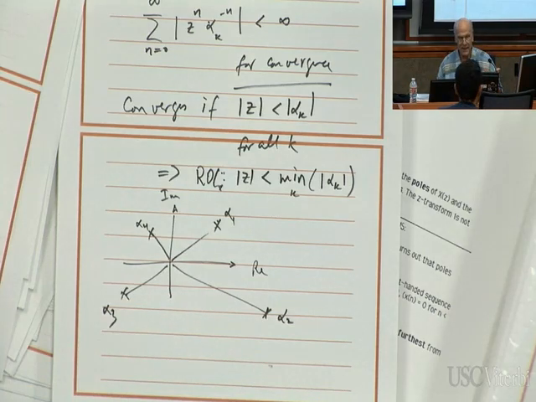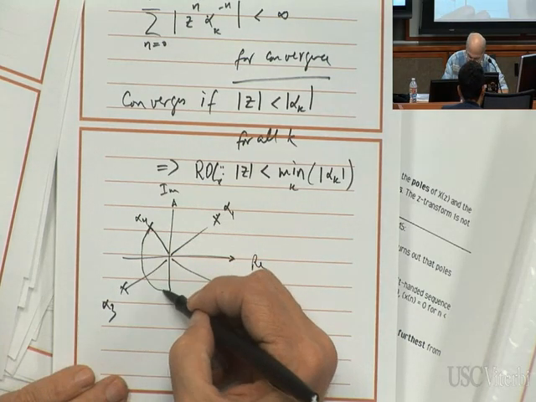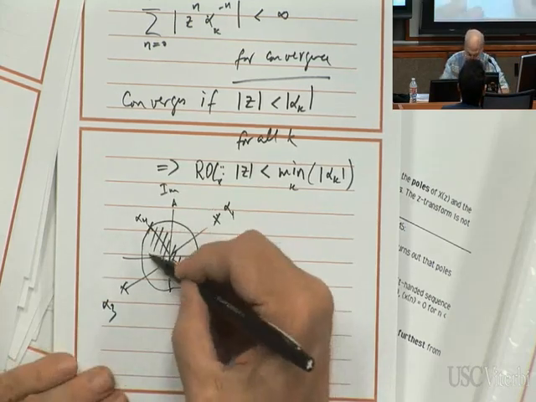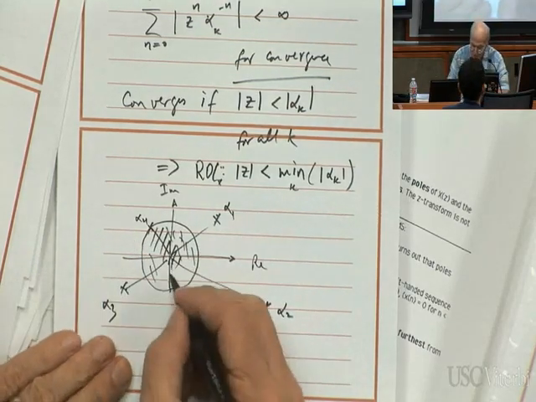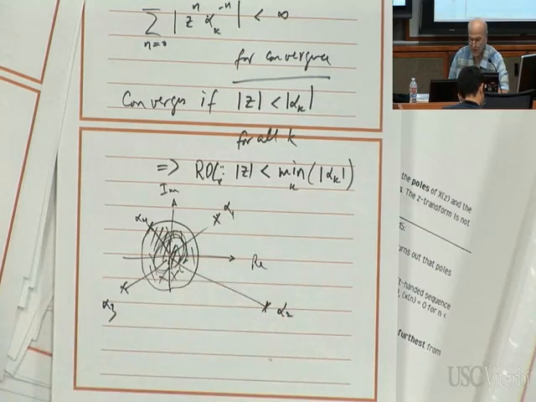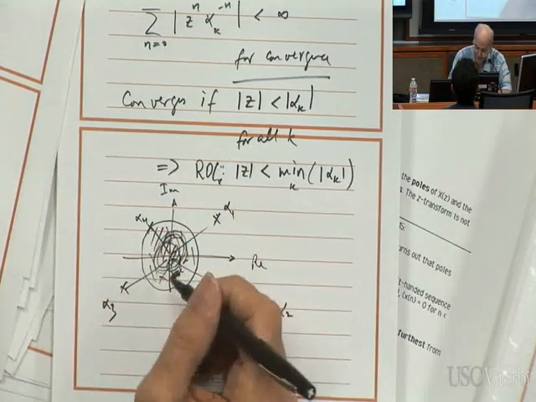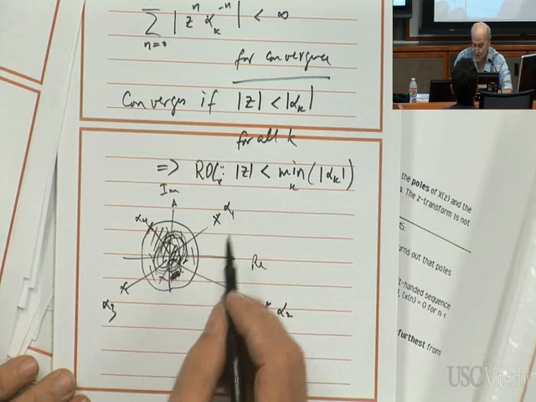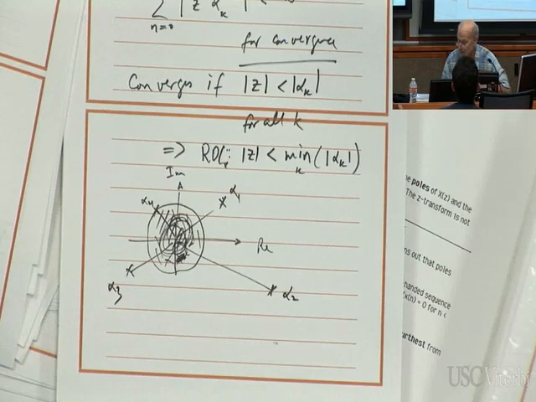So what this is saying now is that, for left-sided sequences, our region of convergence will now be interior to a circle with radius bounded by the smallest magnitude of the pole, the smallest alpha sub k. So here's the ROC. I made it messy, I colored it in, but if you had X-ray eyes, you would see that there are no X's inside the region of convergence. This time, they're only on the outside. So that's what happens with left-sided sequences.